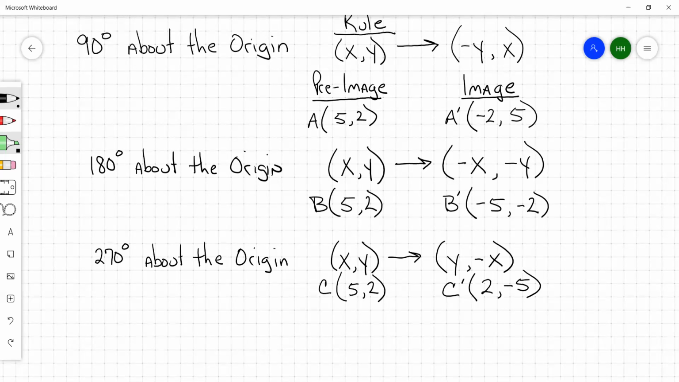Any questions on any of that? We don't need to do 360, do we? In a 360 rotation about the origin, doesn't everything just stay the same? Because it rotates back onto itself, doesn't it? Okay.